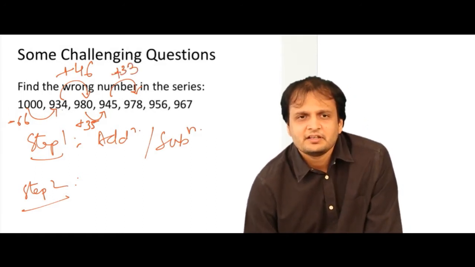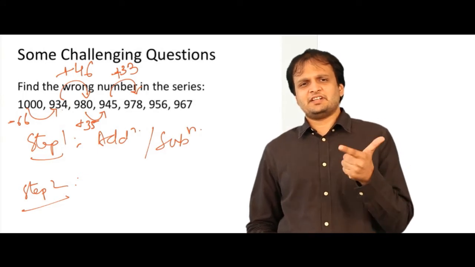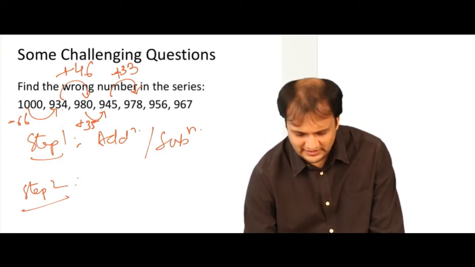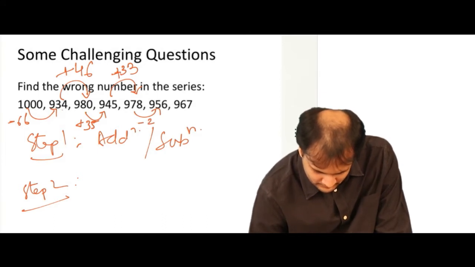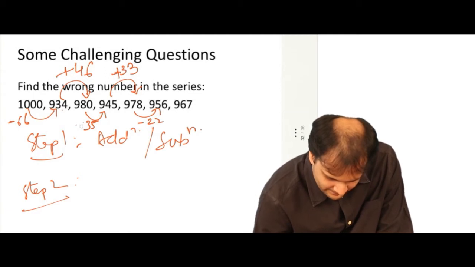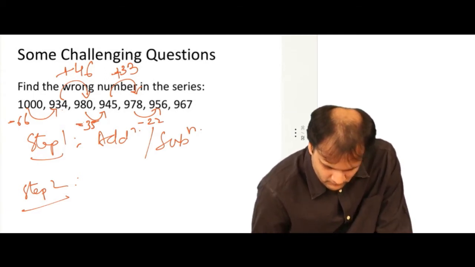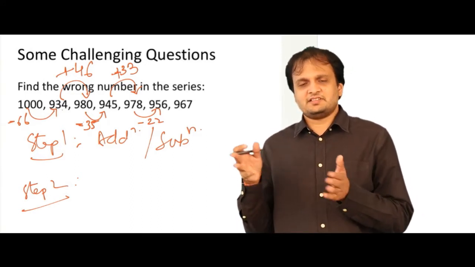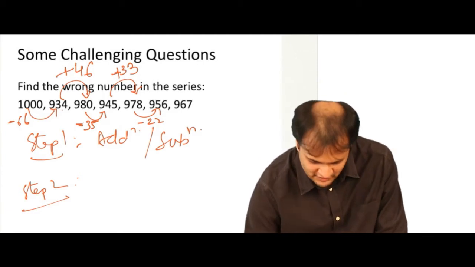Plus 33. Let's go from 78 to 56. So 56, 66, 76 and 78. So 22. So you get a minus 22. This was a minus 35. Now let's go from 956 to 967. So 56 plus 10, 66 plus 1, 67. So it's plus 11.